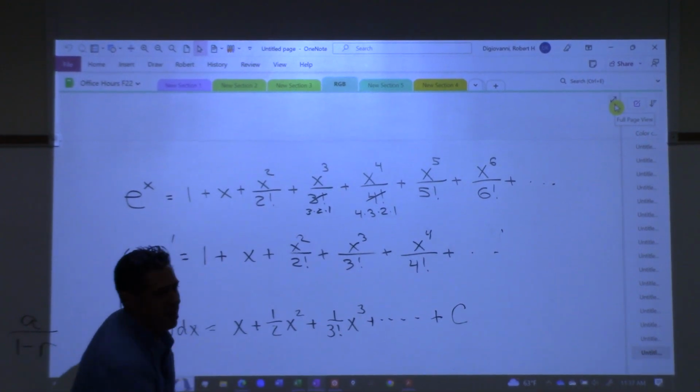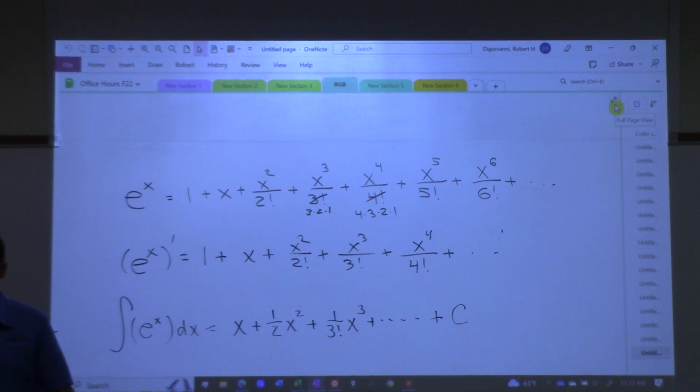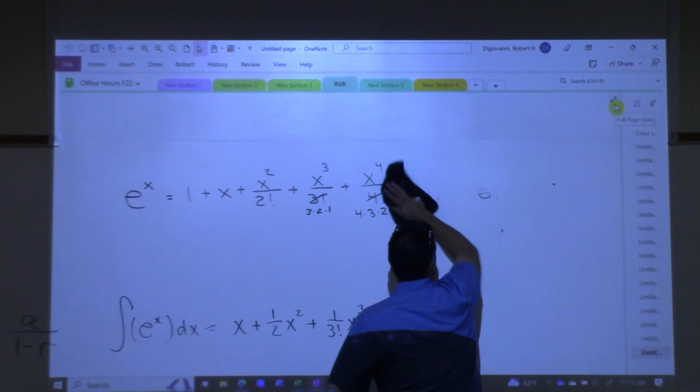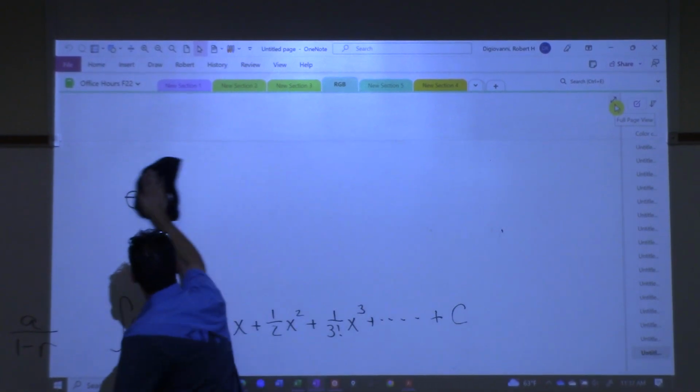Anyways, every function has a power series. Sine does, cosine, all of them. And so what we're doing now is we're getting comfortable with the idea of a power series.